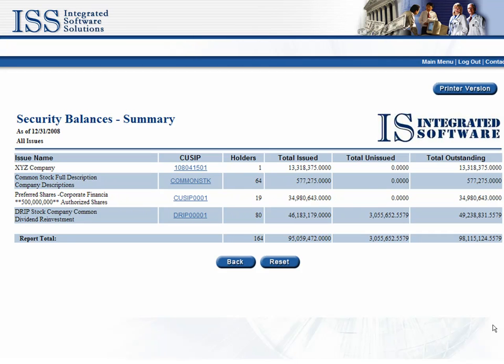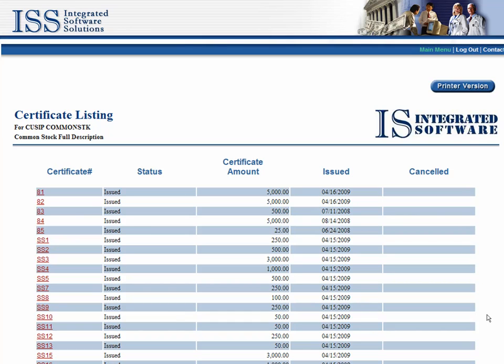This will tell you as of any particular date, and you can do the past as of reporting to see how many holders and the number of outstanding. Total unissued are your dividend reinvestment shares, should you have that within your company. You have the ability for certificate listings. You can run by the actual status. Again, you have links to take you to the actual certificate so you can see it in more detail.